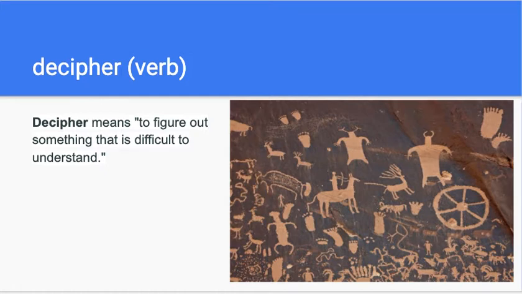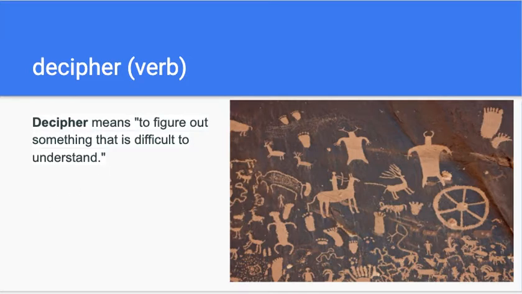Our next word is decipher. Decipher is a verb, which means it is an action word. Decipher means to figure out something that is difficult to understand. So that one really gives you a nice definition right there, to figure out something that is difficult to understand.